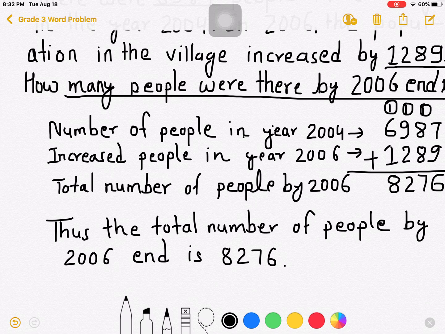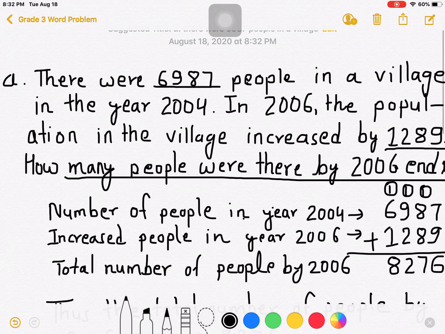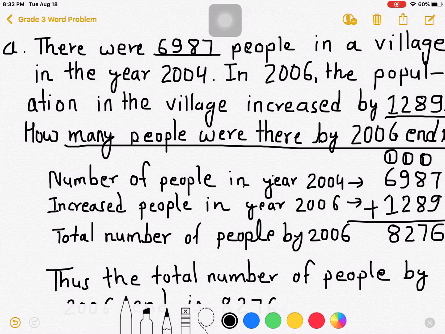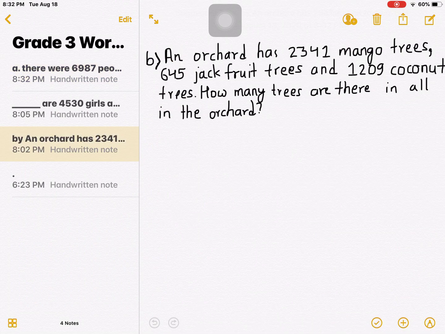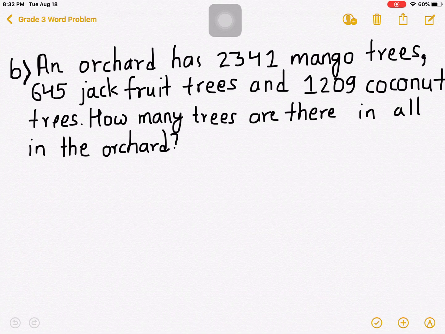Now this is question number A which we have solved, isn't it? Now let us go to another problem, that is question number B. Now look here. Now let's read the question. An orchard has 2,341 mango trees, 645 jackfruit trees and 1,209 coconut trees. How many trees are there in all in the orchard?